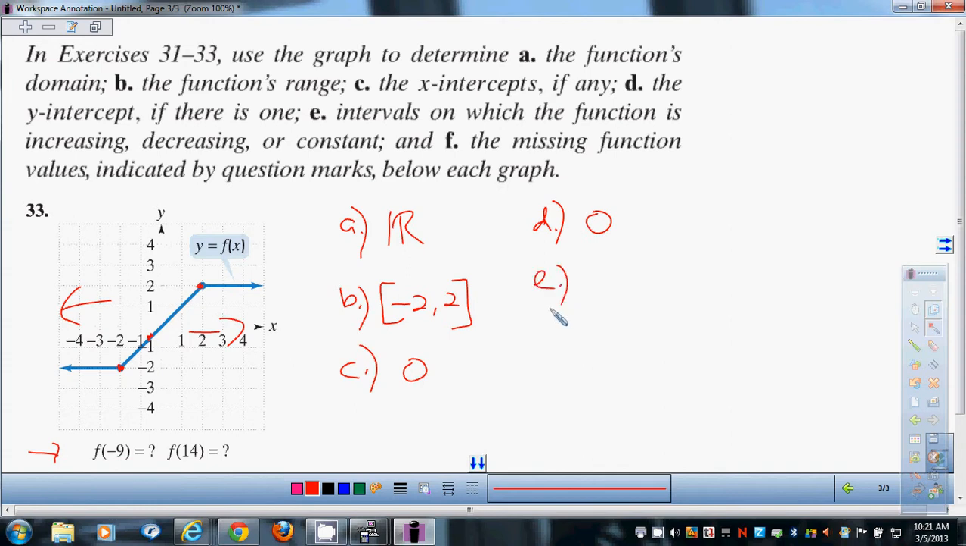Let's see. Interval of increasing. Where is this thing going? Uphill, Lazarus. -2 to what? Very good. -2 to 2. You don't have to worry about the brackets on the intervals of increasing, decreasing, because technically, wherever those intervals stop, then you really can't say. So just parentheses will be fine.